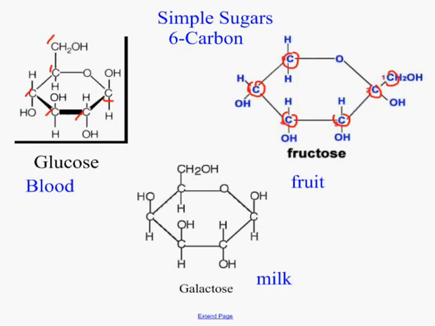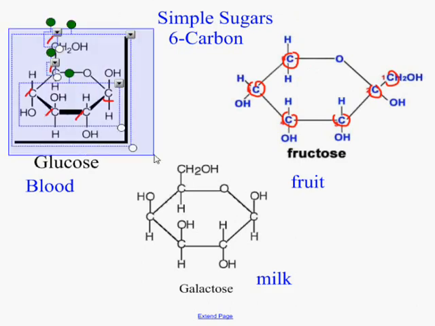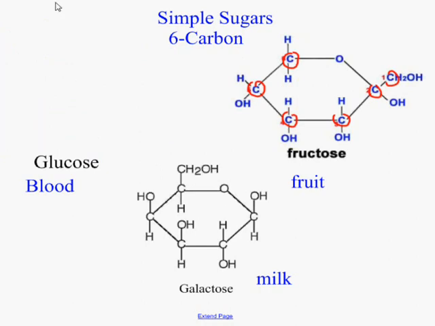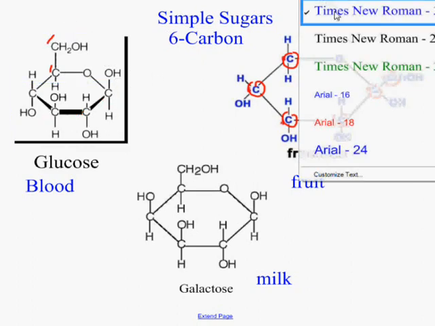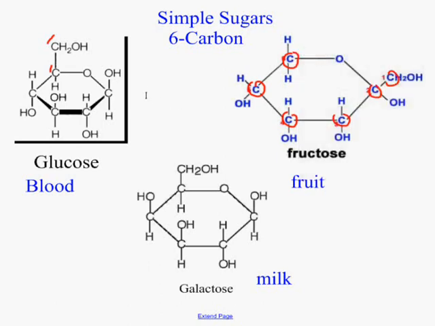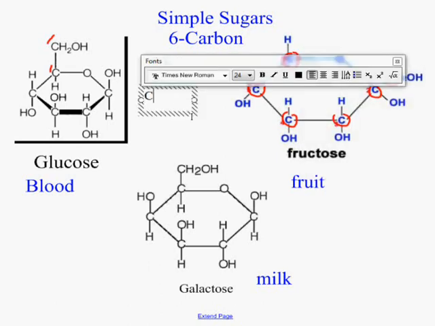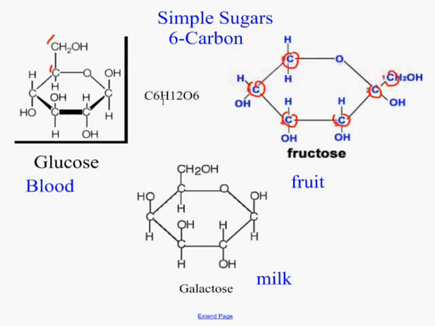Okay. I would actually like you to know the formula for glucose. Let's go back here again. And so let's erase that there. That's better. The formula for it, if you put it all together, would be, let's go ahead and write this out here, C, and there's 6 of them, as I said. Hydrogen, there's 12 of them. And oxygen, there's also 6. So that would be the formula for it. C6H12O6.